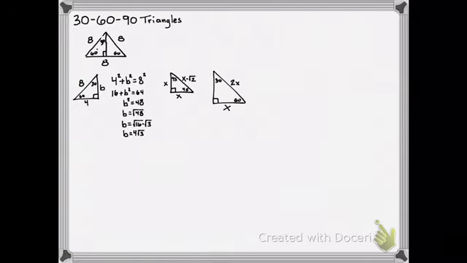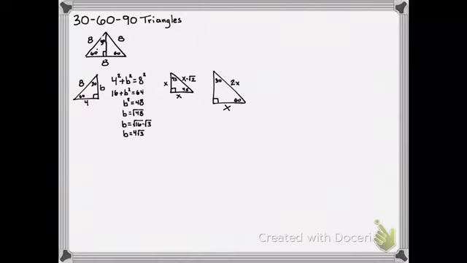Whatever x is, double it. That'll be the hypotenuse. That only works for 30, 60, 90 triangles. Don't do this for a triangle that has a 90-degree angle and a 20-degree angle and a 70-degree angle. That's not going to hold true, but it holds true when the angles are specifically 30, 60, and 90.